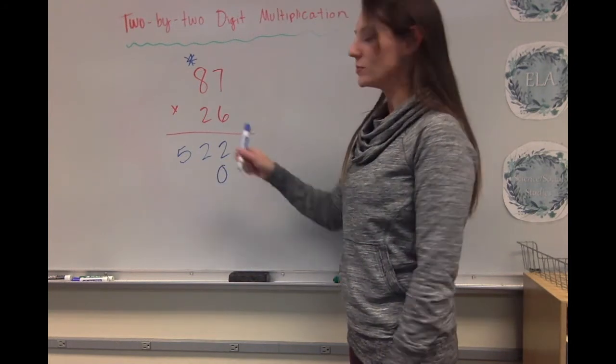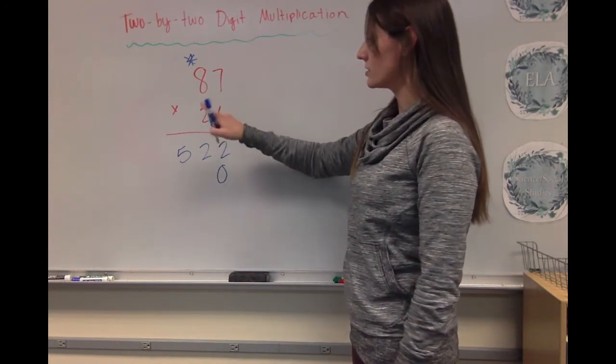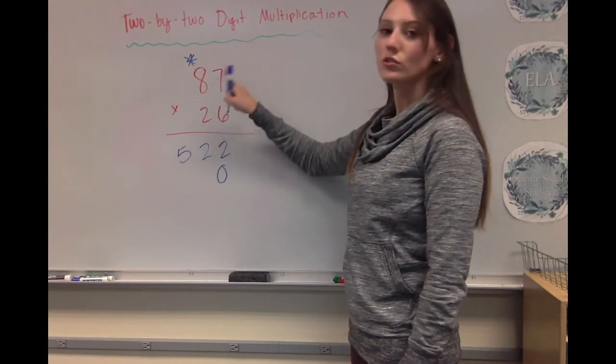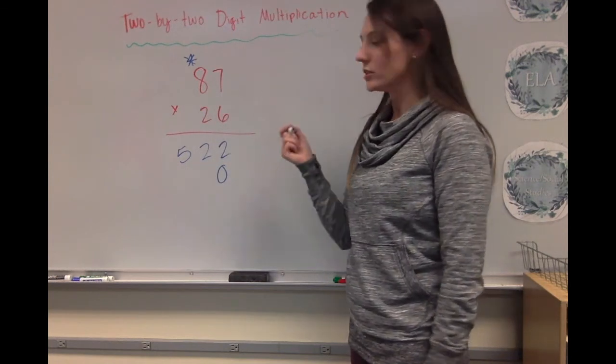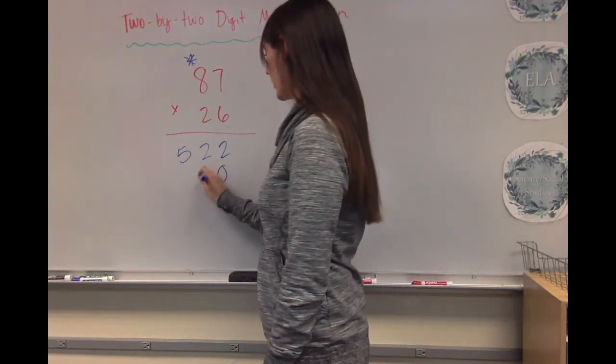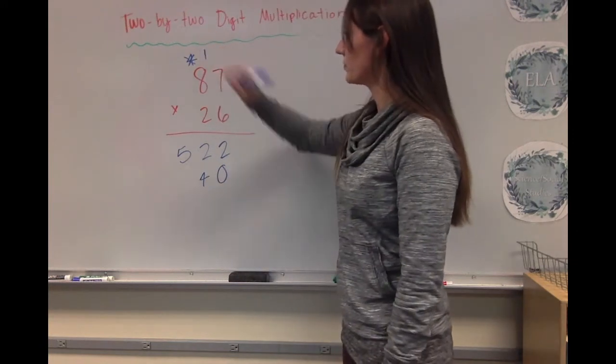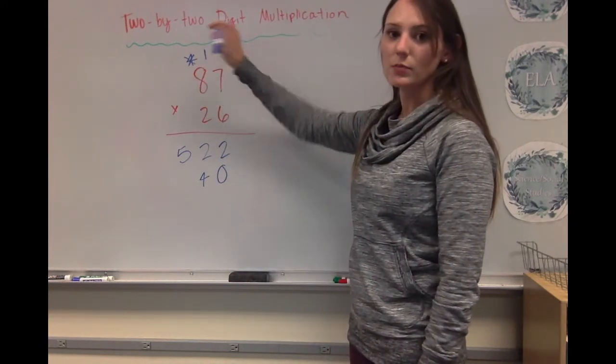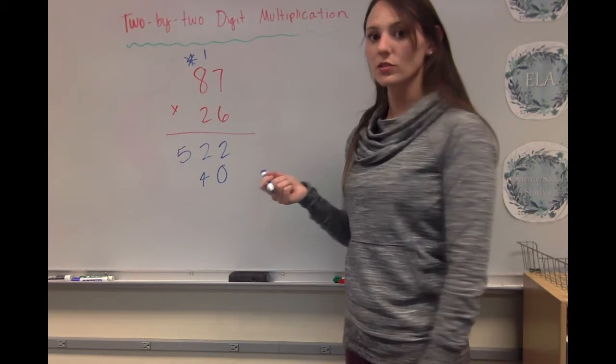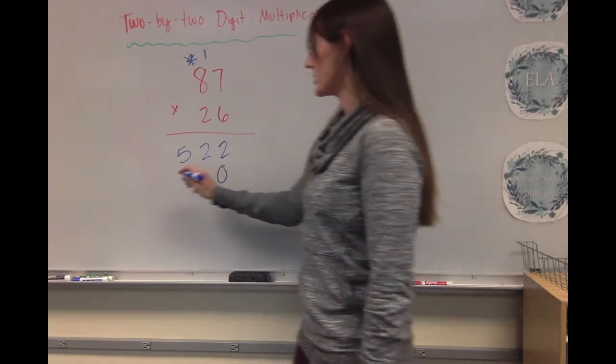Okay, now I'm ready to move on to the second place. So we're going to do 2 times 7 is going to be 14. I'll put my 4 here, carry my 1. Then I have 2 times 8 plus 1. So 2 times 8 is going to be 16, plus 1 is 17.